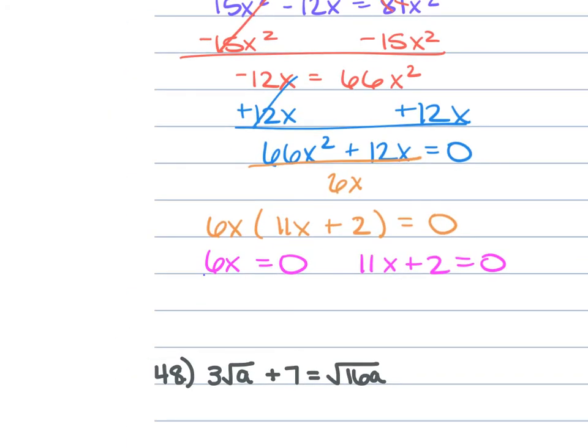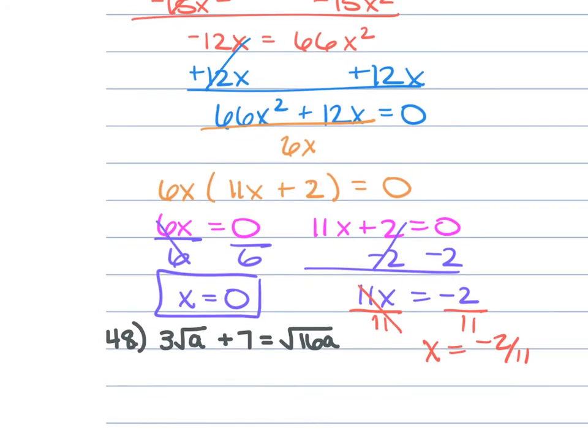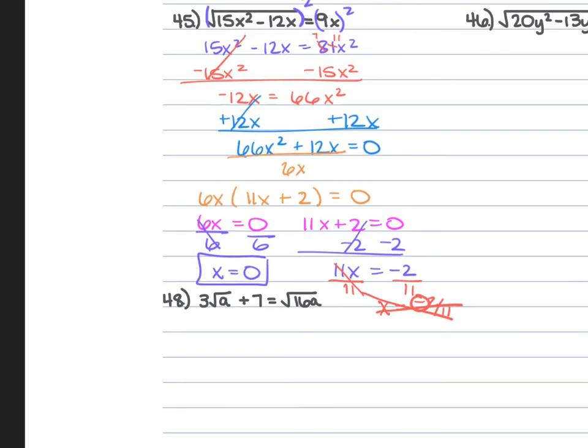From here, divide each side by 6, x is equal to 0. Subtract each side by 2, 11x is equal to negative 2. And then divide by 11 to get x is equal to negative 2 over 11. Now this one, because there's that negative, is not going to work for our answer.